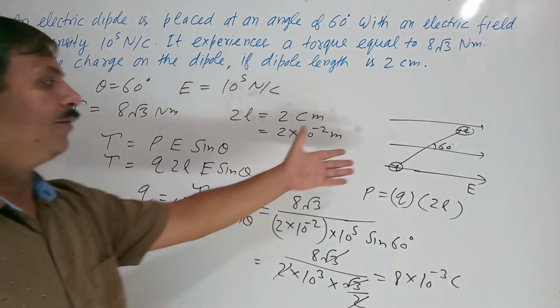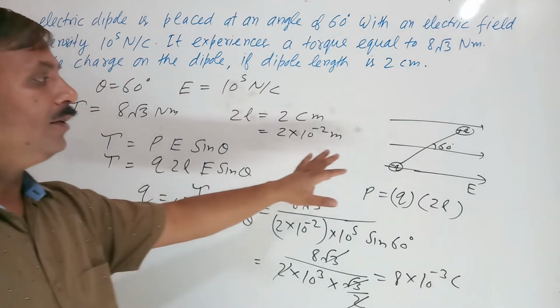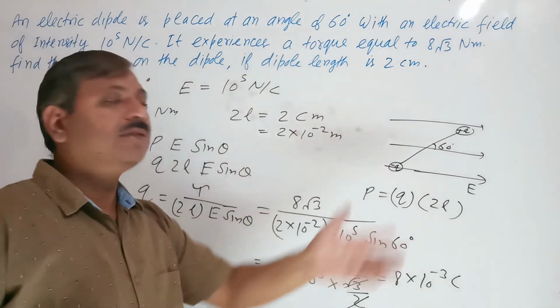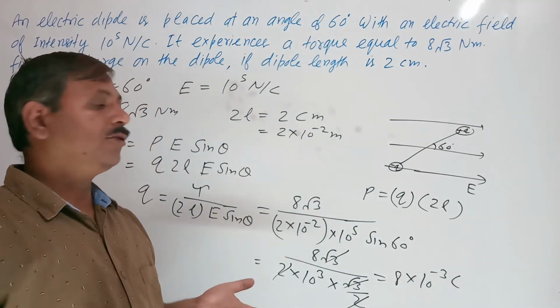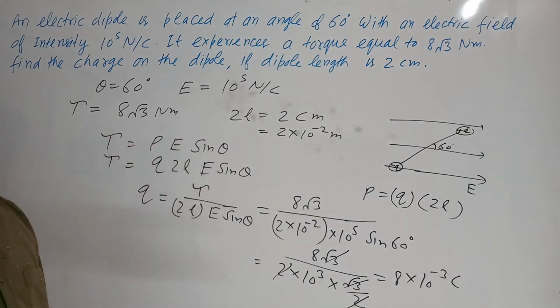So see, it is a very simple problem. Firstly, note down all the things and what torque they have given. A dipole kept inside the electric field experiences torque, and that torque is given by the formula P E sin theta.